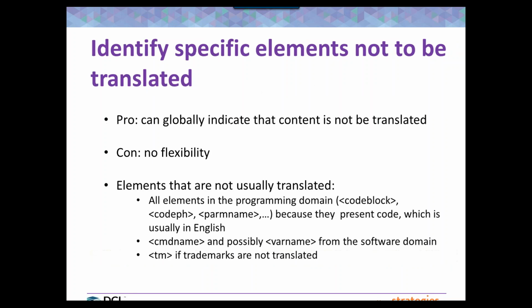So in a case where it is pattern-based, what we can do is say, if there are elements where we know that you would never translate them, rather than going in and setting the translate equal no attribute, communicate to your translation vendor, these elements never get translated.